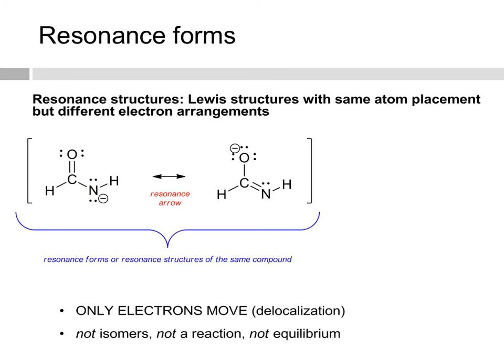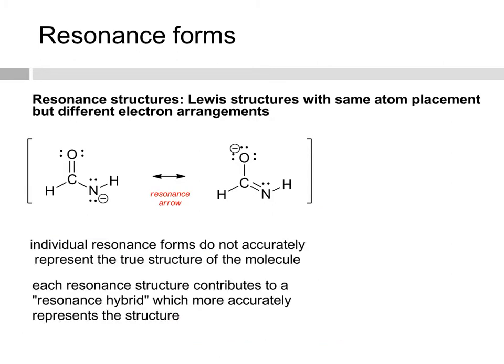Always keep in mind that this resonance arrow is indicating that these two are resonance forms of each other. They are not isomers, they are not part of a reaction, and they are not in equilibrium. Now, individual resonance forms do not accurately represent the true structure of the molecule. So that's why we draw a resonance hybrid. Each of these resonance structures will contribute to what we call a resonance hybrid, and that hybrid will more accurately represent the structure and the electronic distribution in that structure.